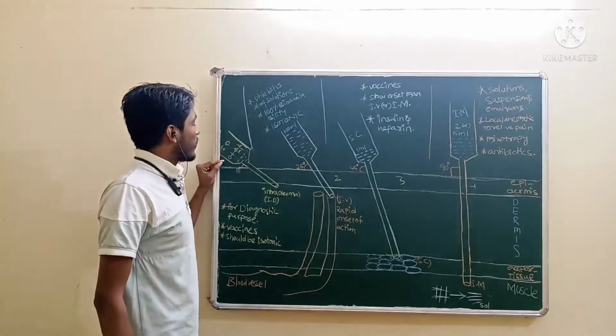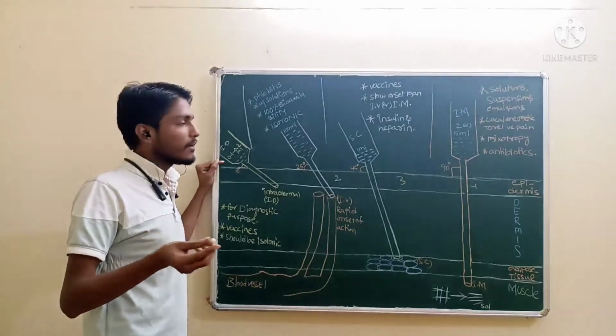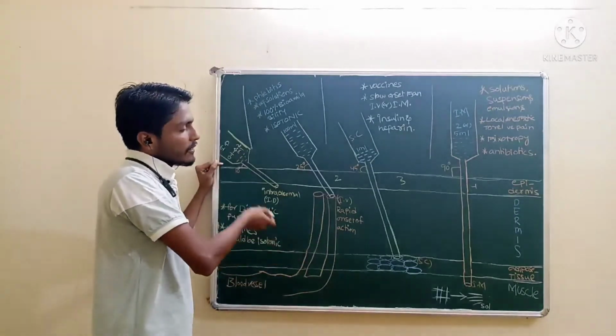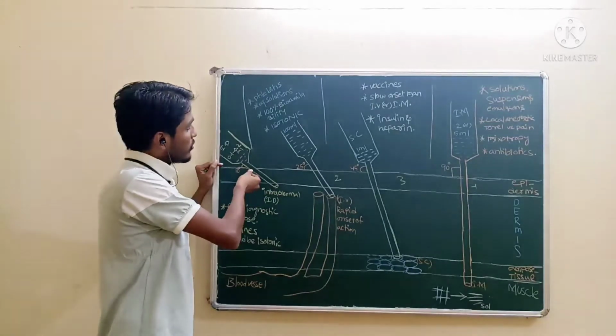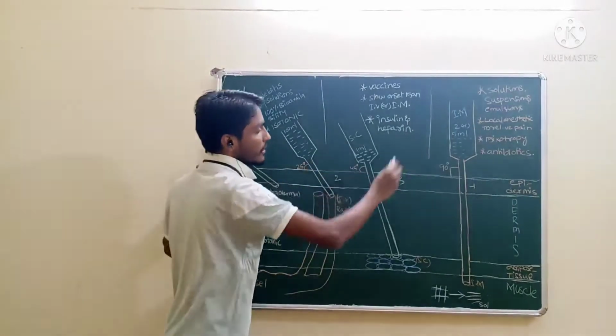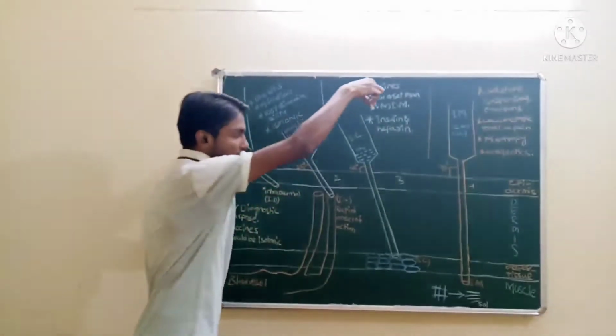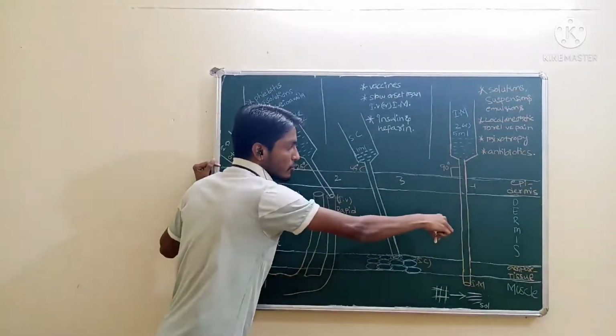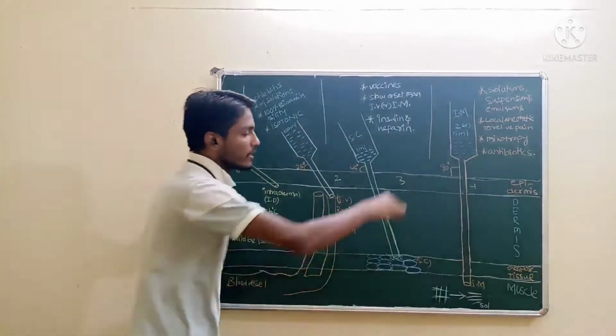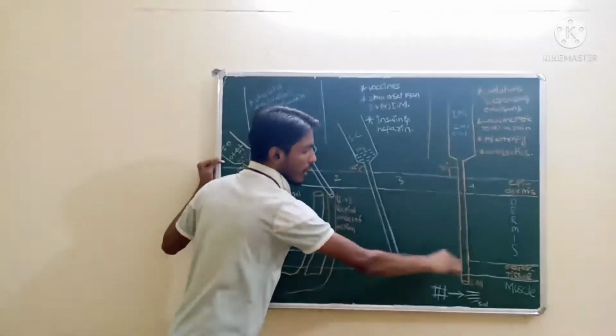So at which angle? See, from top to bottom we need to increase the angle. From top to bottom: 10, 25, 45, 90. We need to increase the angle, meaning the needle needs to go deeper into the skin, into the muscle.